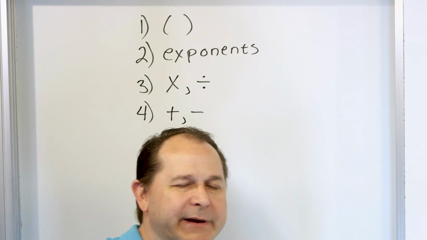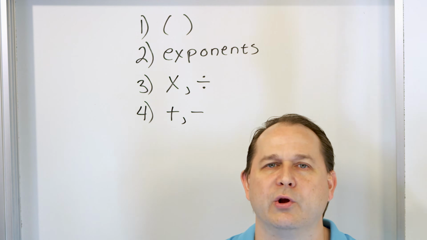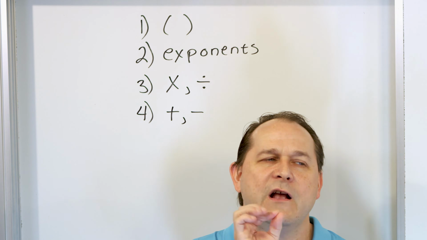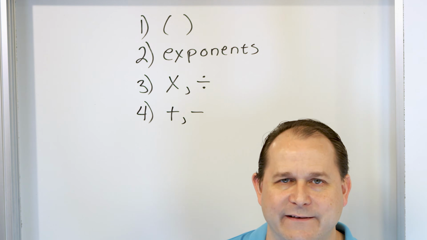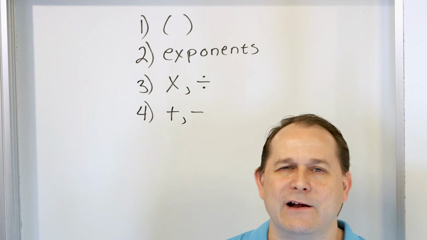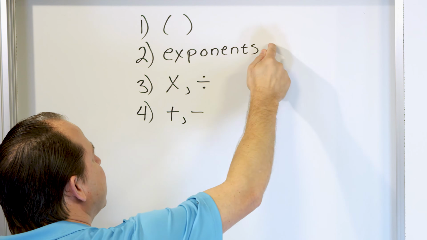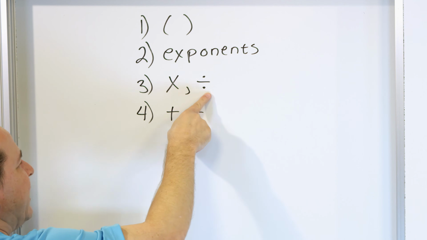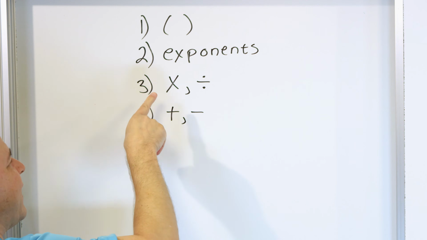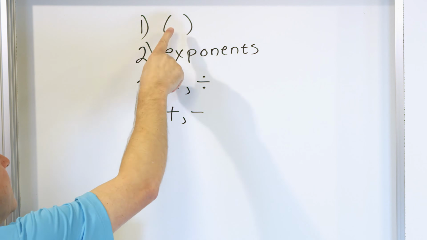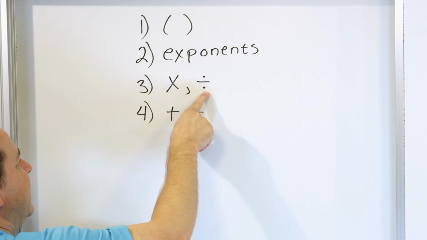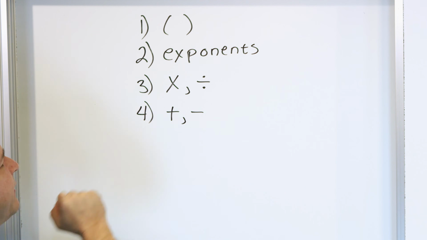Now, I'll say right in the beginning that a lot of people learn how to do the order of operations using a word called PEMDAS, right? I don't really like that word too much. PEMDAS is parentheses, exponents, the M and the D is multiplication and division, and then the addition and subtraction is down here, addition and subtraction.